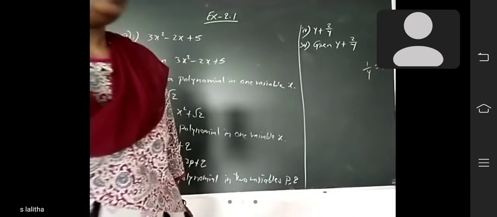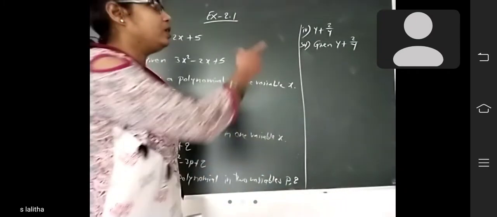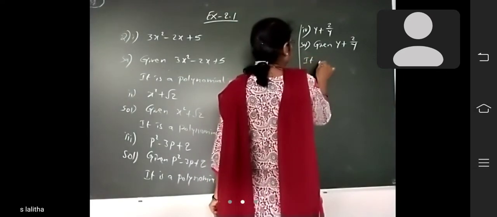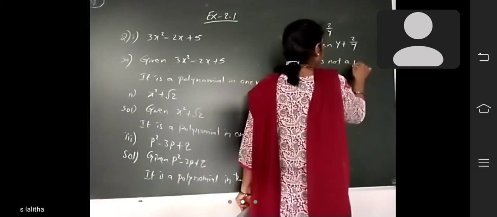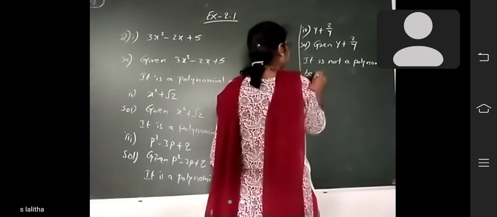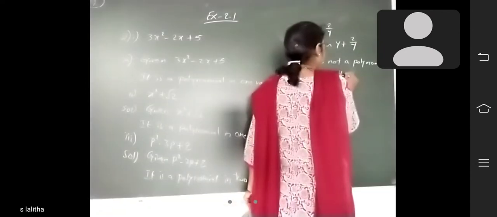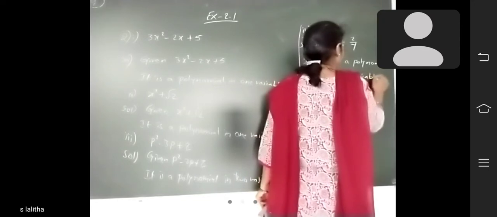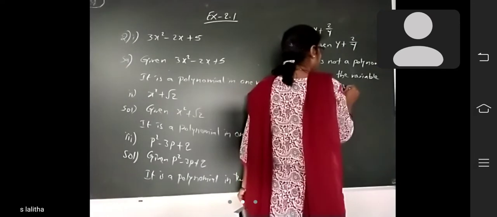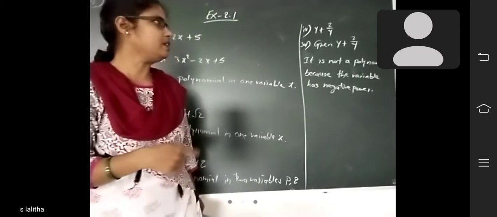Polynomial means the variable having only non-negative integral powers. But here a negative power will come, so it is not a polynomial, because the variable has negative power. The variable has negative power, so that's why it is not a polynomial.